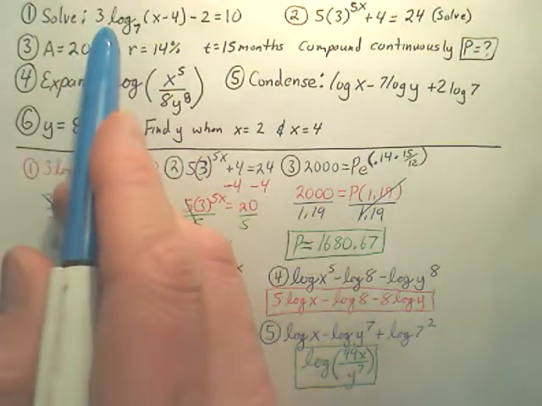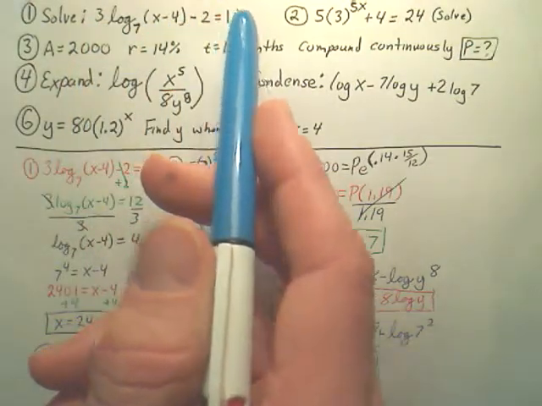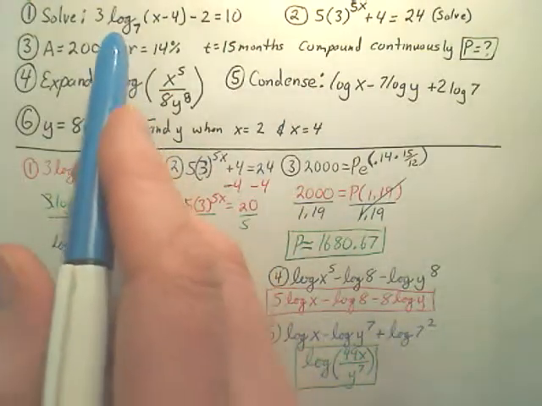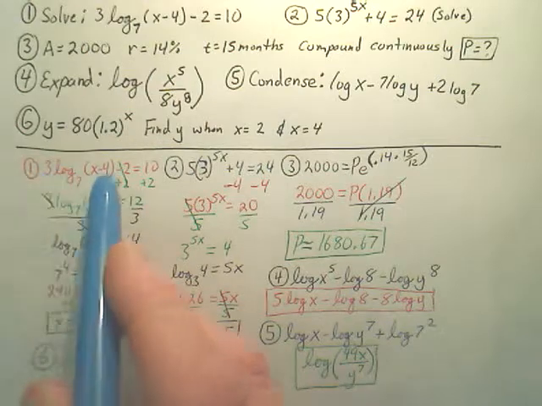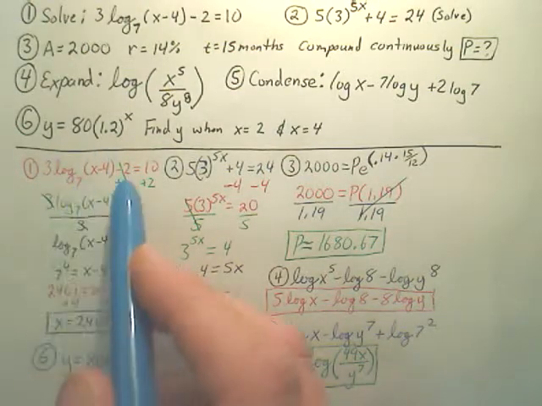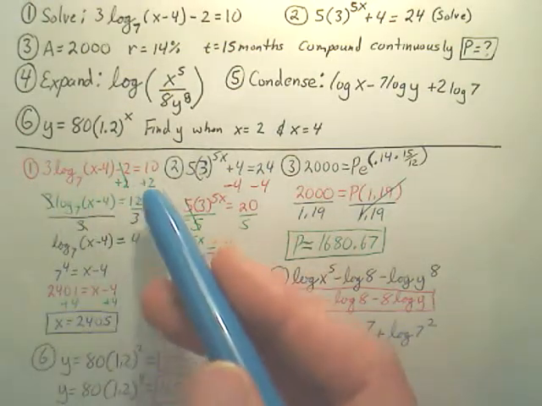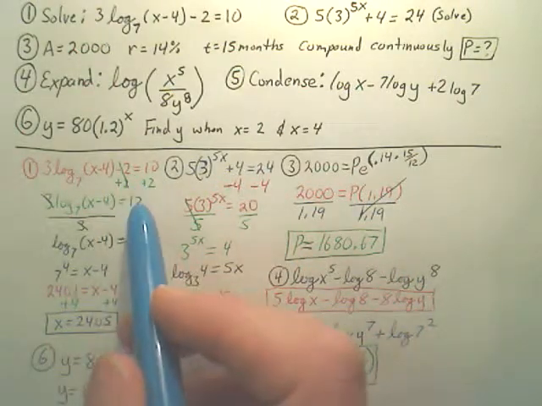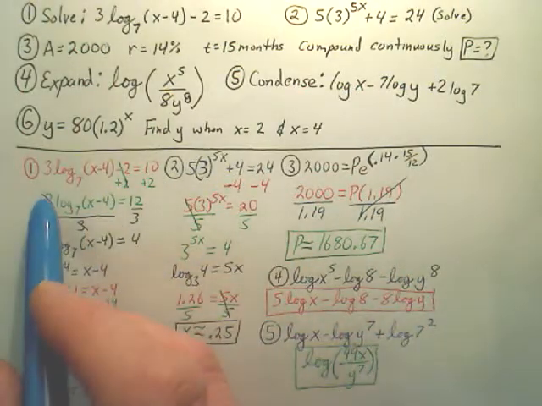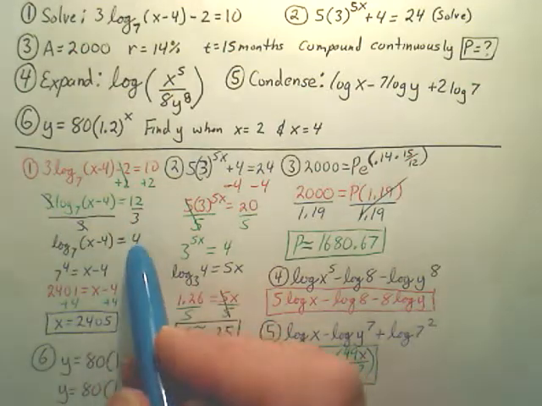Alright, to solve this logarithmic equation, your goal is to get the log by itself. So when I write it out, to get the log part by itself, you just solve like regular solving equations. So you add the 2 over, get 12, and you divide the 3 off, get 4.